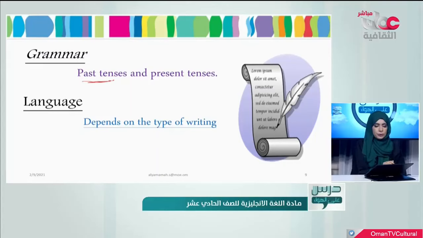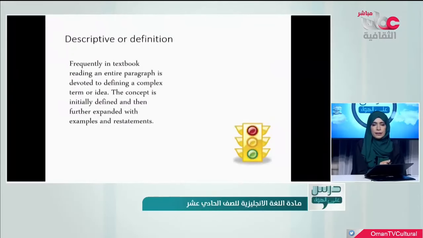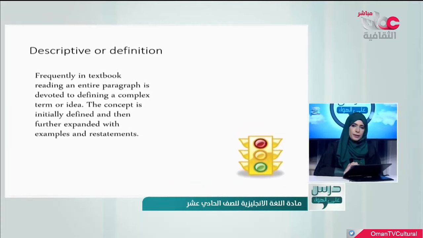The language that should be used in informative text depends on the type you are writing. Let's see here. As we talked about in the introductory part, there are so many different types of informative text. Here we have one, descriptive or definition, which highlights the meaning of something, a process or a term or a device, whatever.